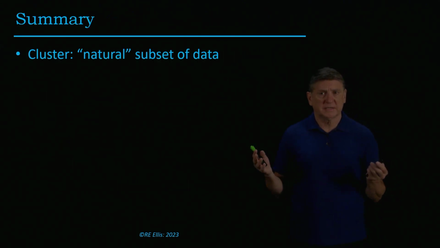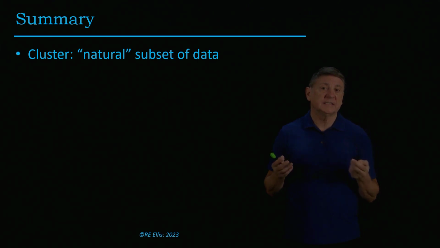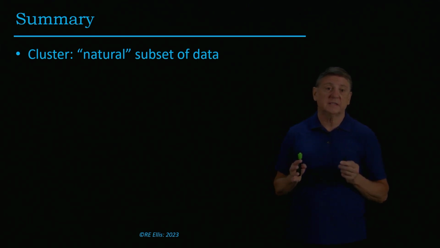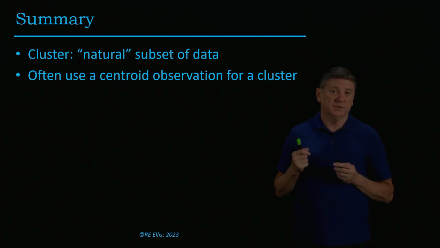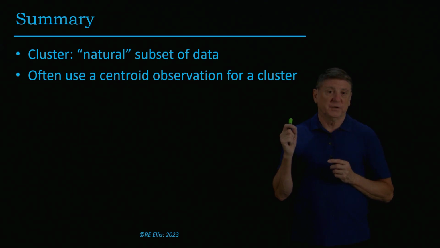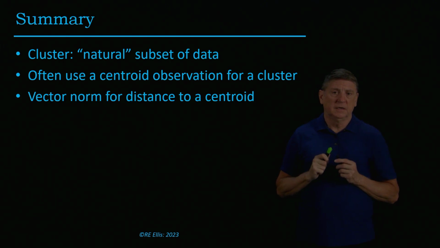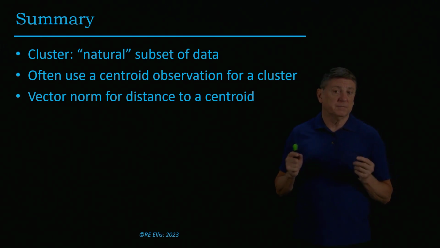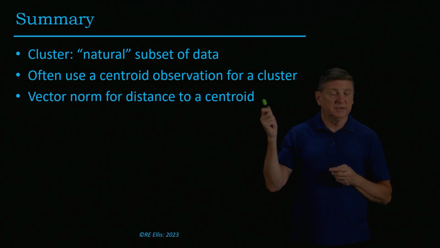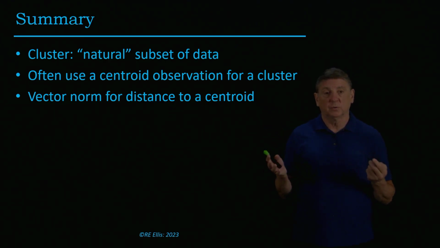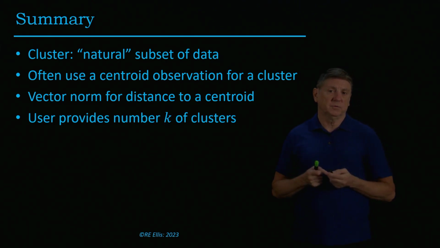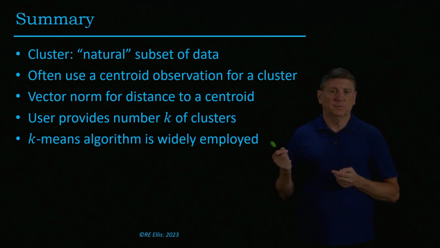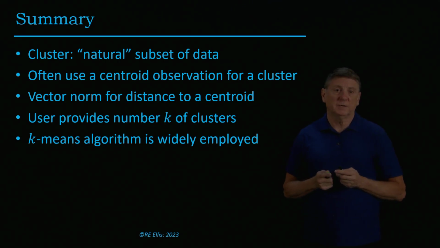So how can we summarize this session? Well, a cluster is, in a sense, a natural subset of data. We don't know anything except the locations of the data. We'll often use a centroid observation for a cluster. We might use a centroid or mean that is not exactly in the cluster, but typically we'll pick something that's in the data. We'll use some vector norm for distance. The Euclidean is the most common. Others, the L1 or city block norm, is also commonly used. The user has to provide the number of clusters to us, and the k-means algorithm for performing clustering is very widely employed in machine learning.